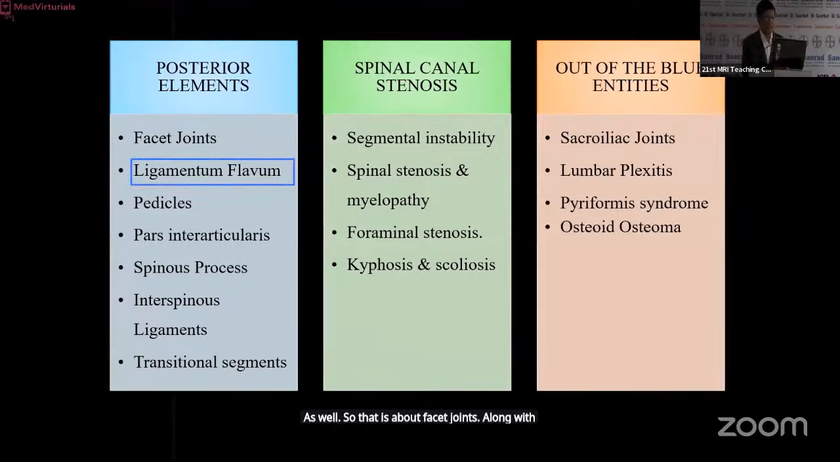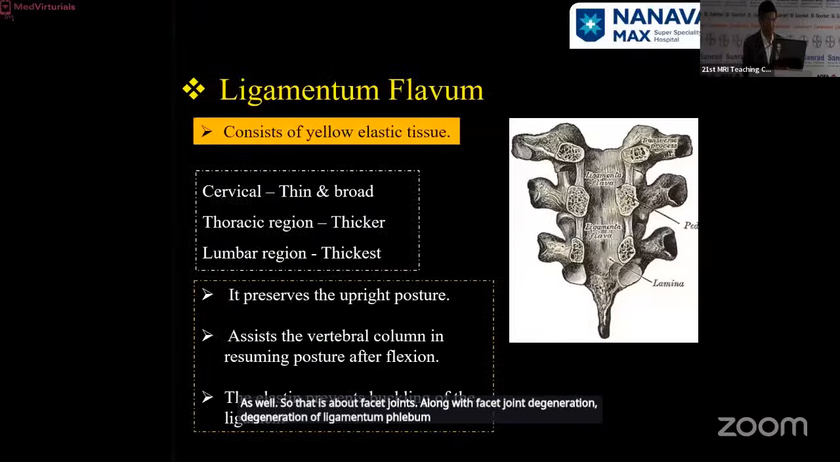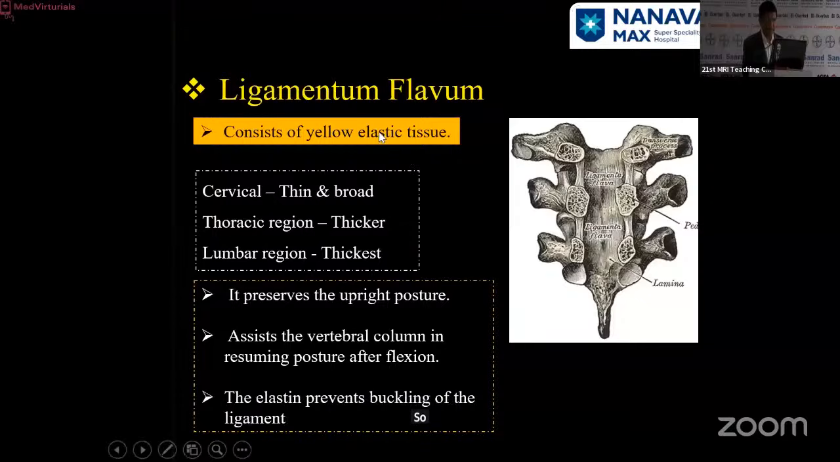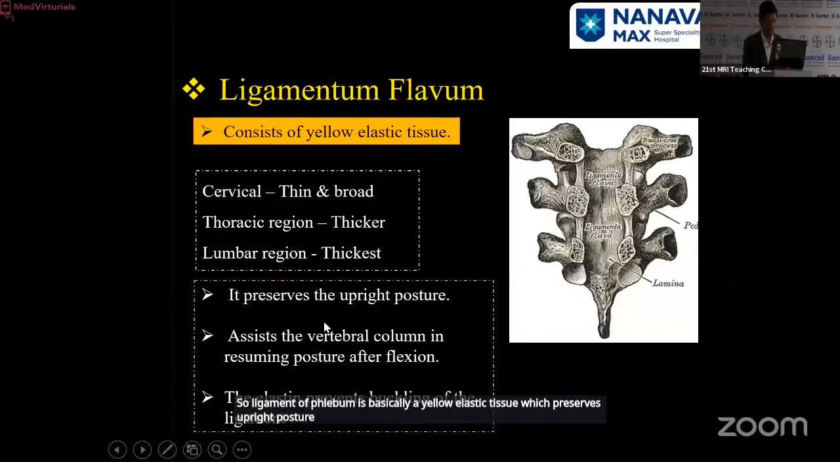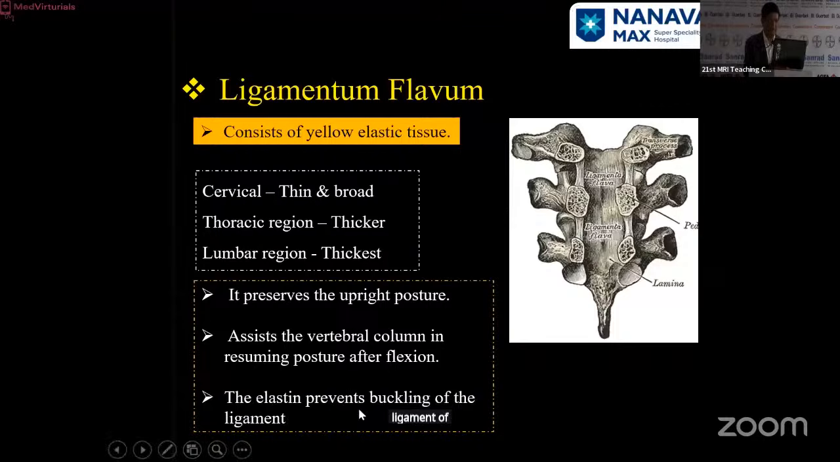Along with facet joint degeneration, degeneration of ligamentum flavum also happens. So ligamentum flavum is basically a yellow elastic tissue which preserves our upright posture, and it assists the vertebral column in resuming posture after flexion. So as you bend and try to extend and come back to normal posture, ligamentum flavum comes into the picture.